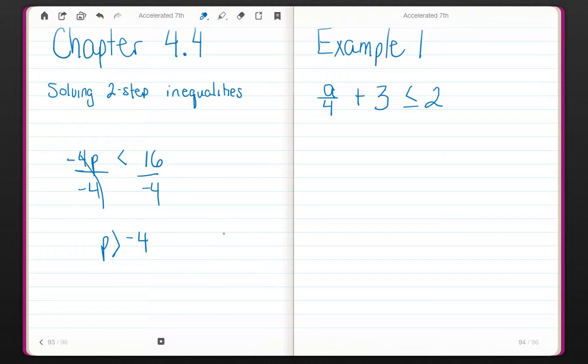Today we're going to talk about solving two-step inequalities. These work the same way as solving two-step equations. We just apply the negative rule if it comes up. So let's take a look at example 1.